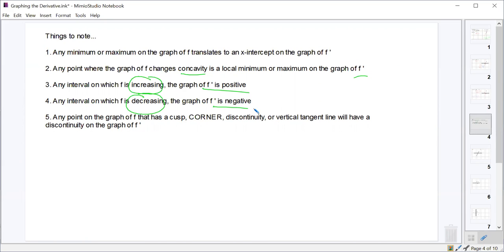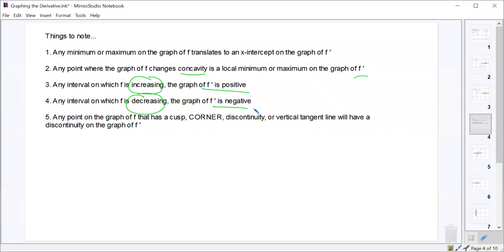And then we didn't note number 5 yet, but we will now note that any point on our graph that has a cusp, a corner, a discontinuity, or a vertical tangent line will give us a discontinuity on the graph of our derivative, which we didn't have any of because we were just dealing with nice polynomials, but we will want to note that. I'll give you guys a second to write that down. Do those all make sense? Do we kind of see all that from the nice little graphs that we drew?